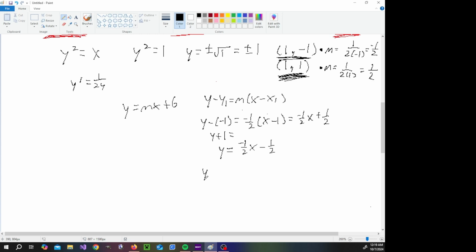Now for the other coordinate, we have y minus 1 is equal to positive 1 half times x minus 1. And again, this 1 half distributes to both parts. So we have 1 half x minus 1 half. And then we add 1 to both sides. And this turns into y is equal to 1 half x. Negative 1 half plus 1 gives me plus 1 half.